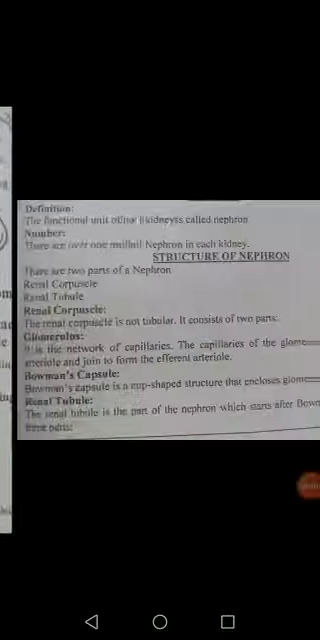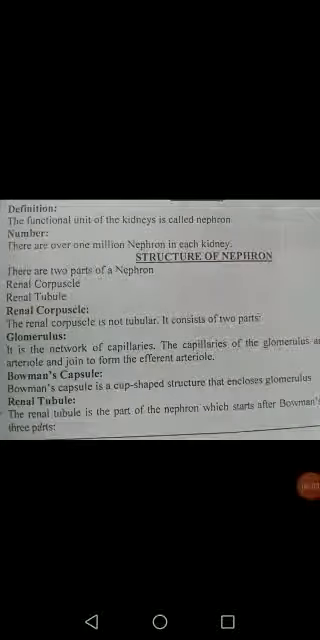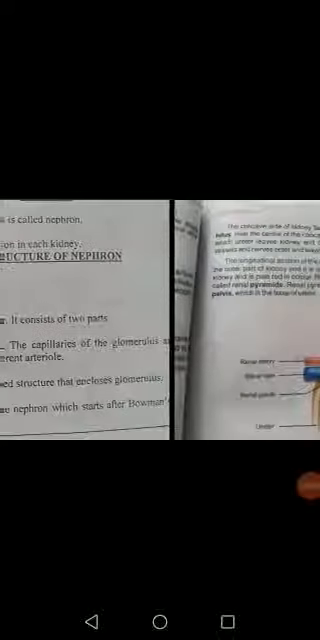I think it's enough for today, and this is very important from the exam point of view. The structure of the kidney is important, and the nephron is very important, its parts: what are the glomerulus, what is the renal corpuscle, what are the renal tubules. You will make short questions and MCQs from it, or learn it thoroughly.